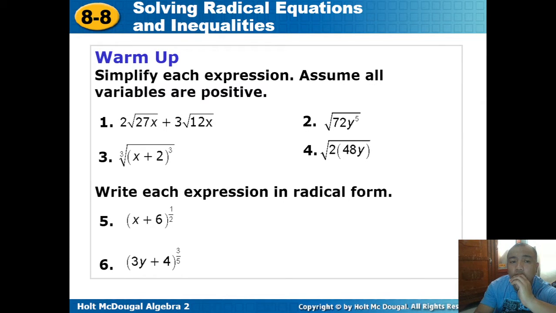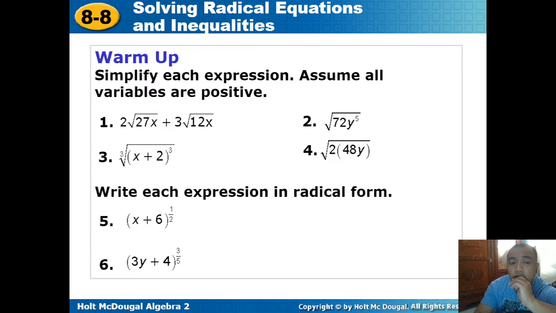Okay, let us first have a warm up. Simplify each expression. Assume all variables are positive. Number 1, what's your answer? This is on operation of radicals. For number 1, adding radicals. So, how do we add radicals?